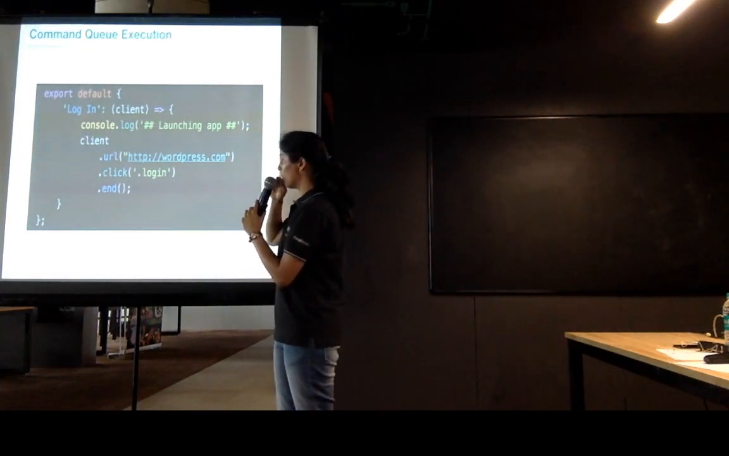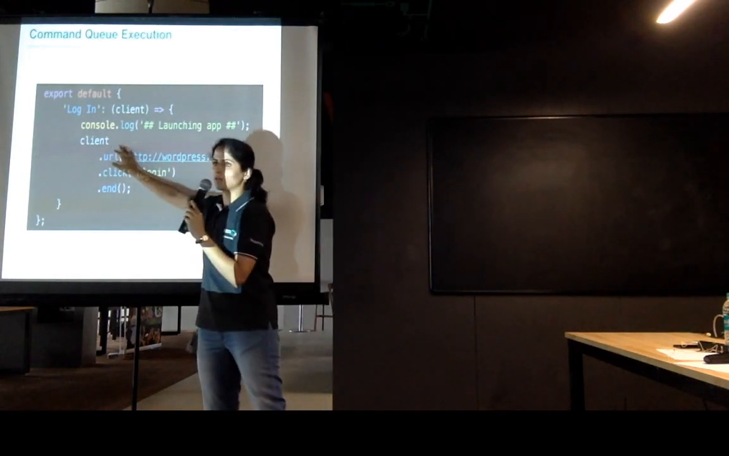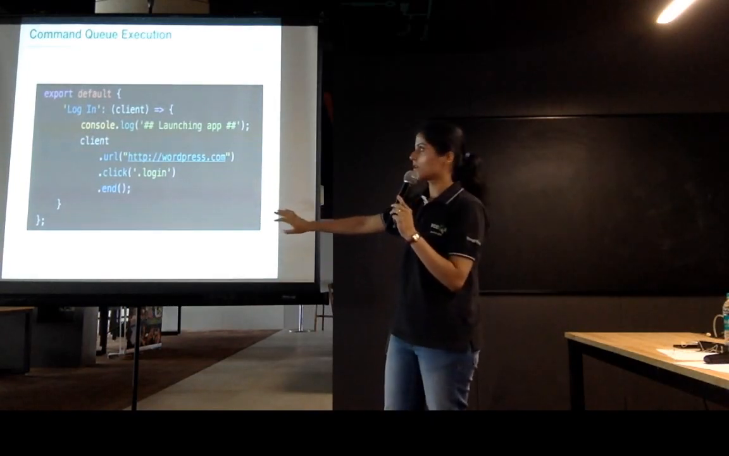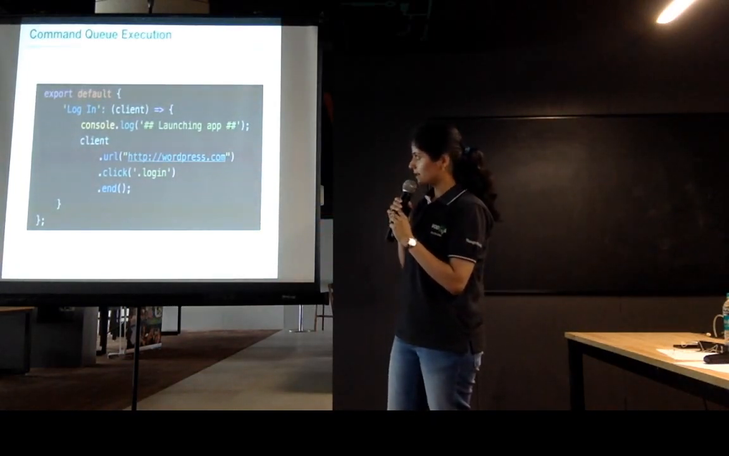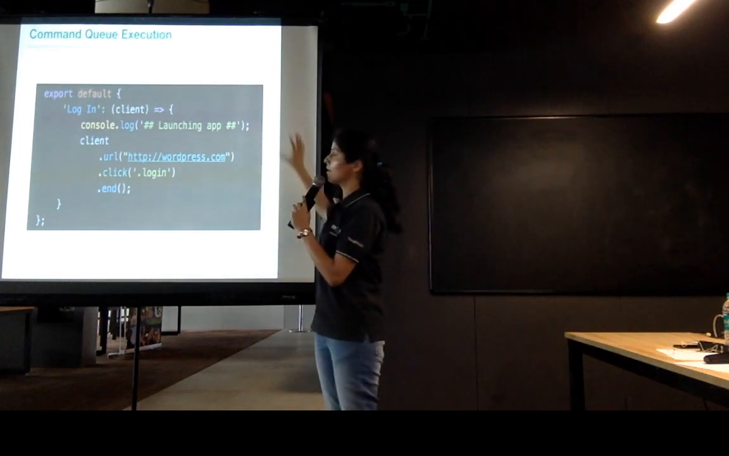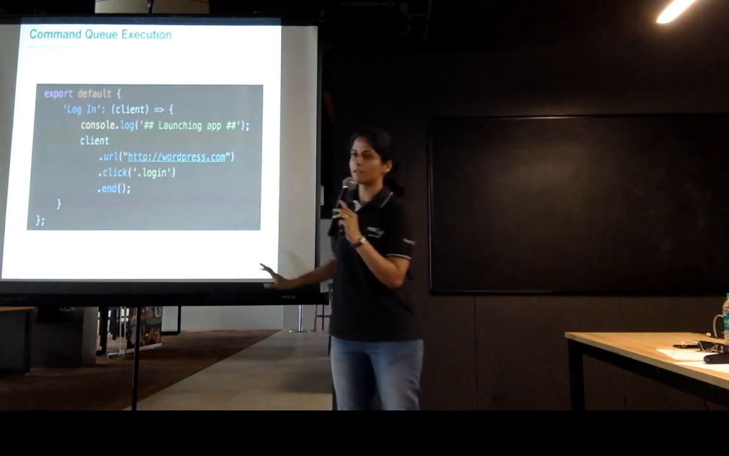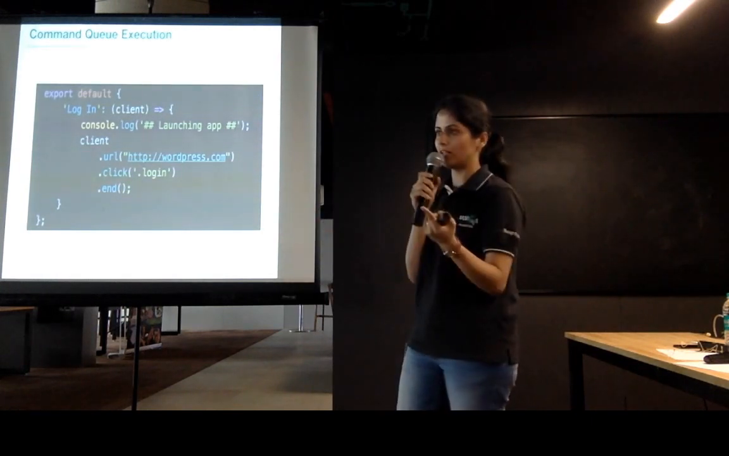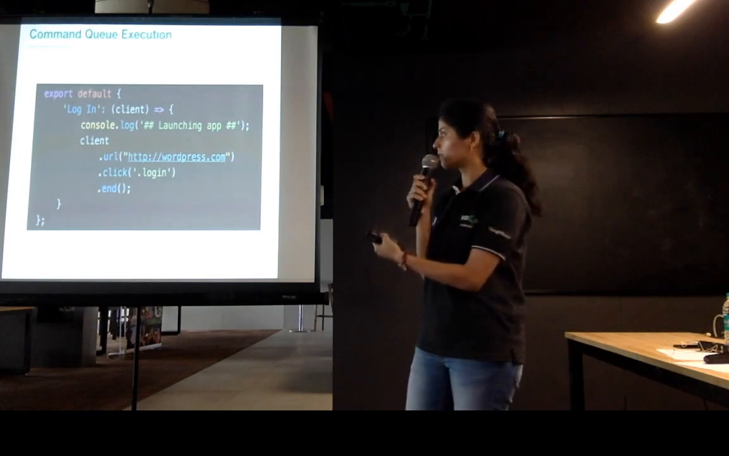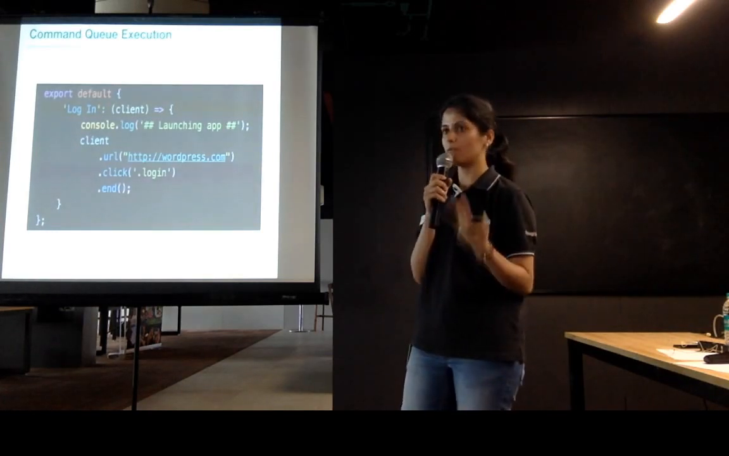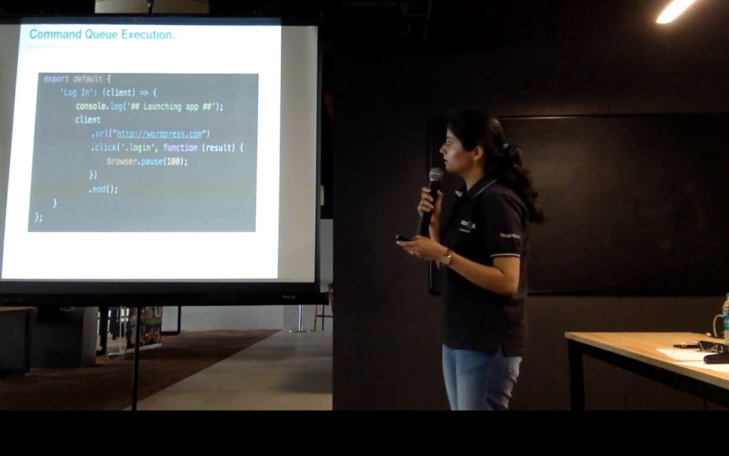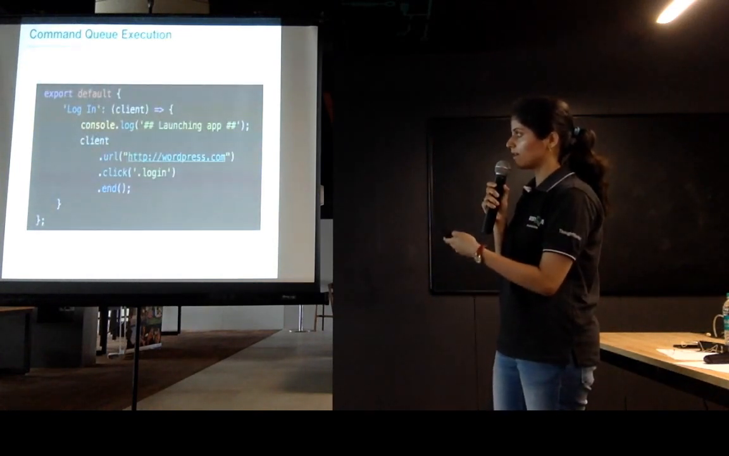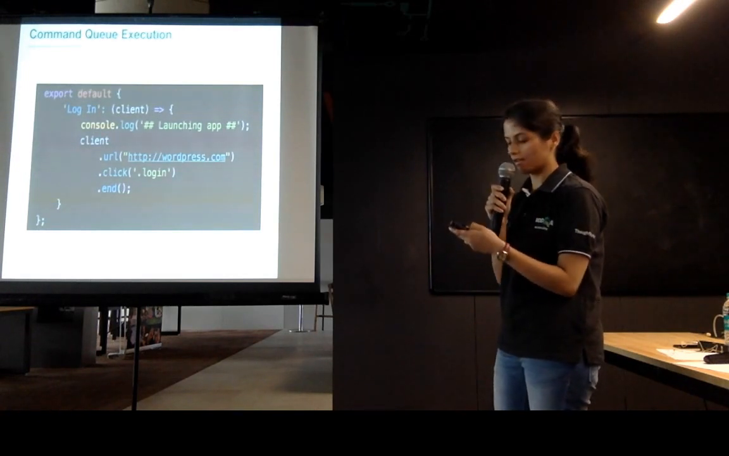So we have a console log, and what does it do? It can be a client or a browser, your object. You are going to a URL, you are clicking on login, and you are ending the page. So what happens in Nightwatch is, it will have a command queue, and these 3 will be separate commands there. So the first command would be the URL, and the command argument would be the URL link. The second command would be click, and the command argument would be login, and the third command would be end with no command arguments. So when this test actually runs, it will go to the navigation, click on that URL, then click on the login, and it will end.